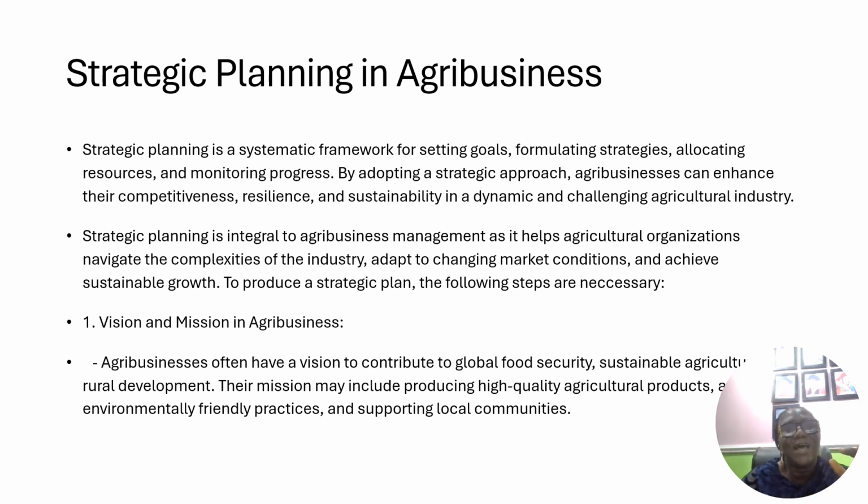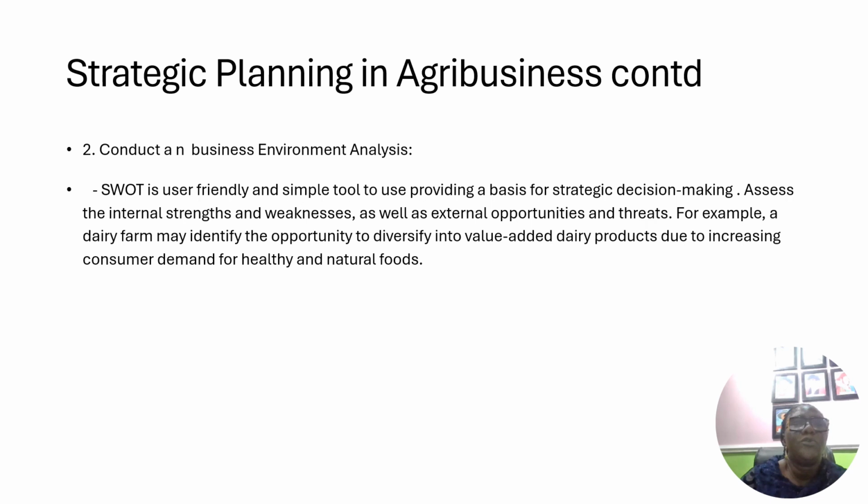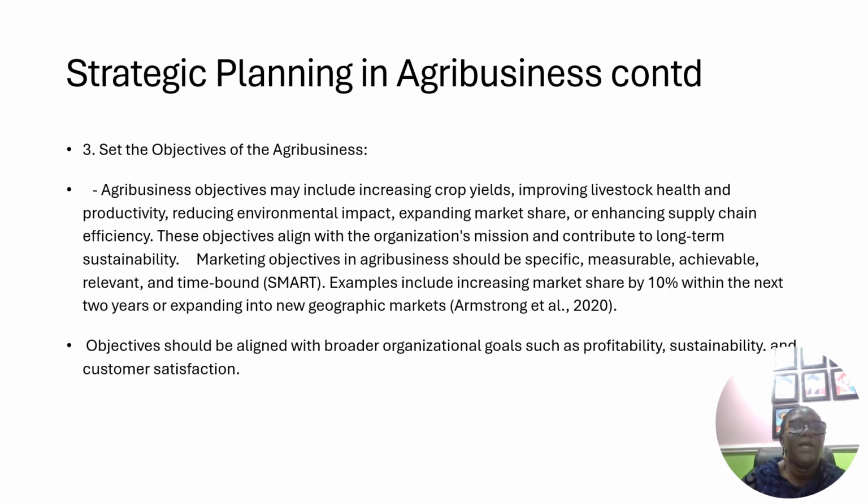One, the business must set out its vision and mission. Agribusinesses often have a vision to contribute to global food security, sustainable agriculture, and rural development. And most commonly, the mission of agribusiness may include producing high-quality agricultural products, environmentally friendly practices, and supporting local communities. The second step is to conduct a business environment analysis. And the tools we had earlier mentioned come in handy. SWOT analysis can be used to conduct a business environment analysis for drawing out a strategic plan.